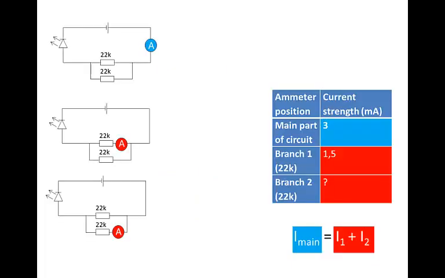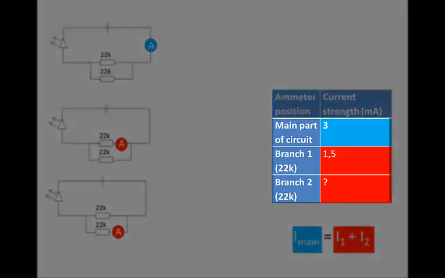Let's check if you've really got that. Let's pretend we have a circuit here where we measure 3 milliamps in the main part of the circuit and 1,5 milliamps in branch 1. What must the current strength through branch 2 be? Remember that this 3 milliamps is splitting into the current through branch 1 plus the current through branch 2.